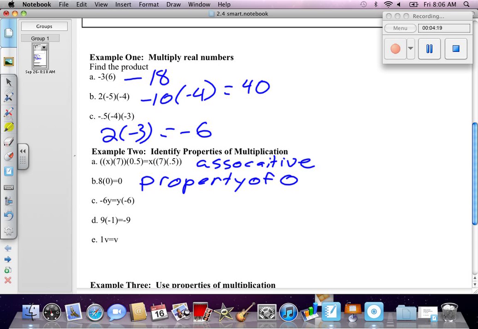Negative 6 times y is the same as y times negative 6. Which property is that? Yes. Commutative. Thank you. Commutative. You guys, flip your paper over and look at the front. You should have written down examples. 9 times negative 1 equals negative 9. Which property is that? Property of negative 1.